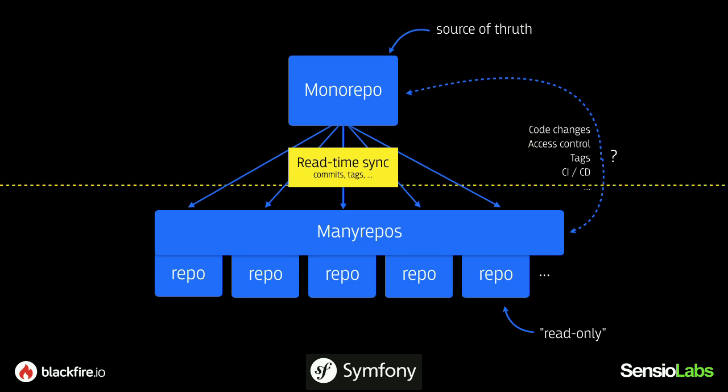So the monorepository is not aware that there are the many repos, and the same goes for the many repositories. They don't know that there is the monorepo. So everything is like if you have two strategies totally independently, which means that the many repositories are read-only. If you want to make a pull request on one many repo, that's possible. But then you need to move the pull request to the monorepo so that you can merge it. And then it is synchronized automatically back to the many repos.